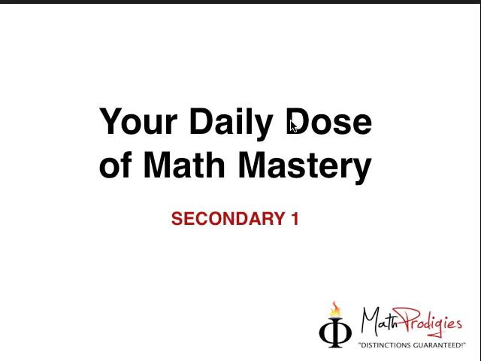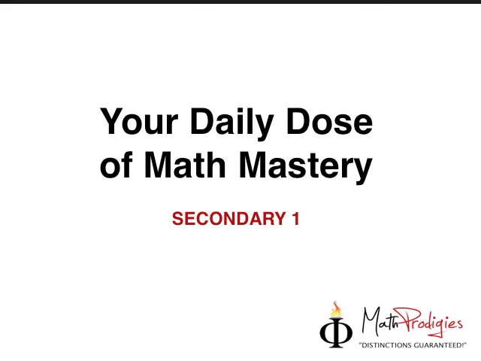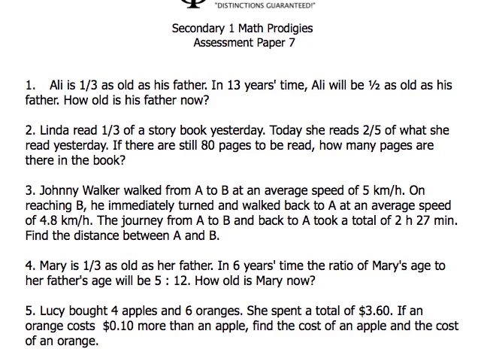Today we're going to go into question number 1 of your assessment paper number 7, the final questions on algebra. So let's take a look at the questions right away. I've put together this set of questions to make sure that you understand and repeat in your mind the concept of letting something be a variable. For example, in the first question it says: Ali is 1/3 as old as his father. In 13 years' time, Ali will be half as old as his father. How old is his father now?